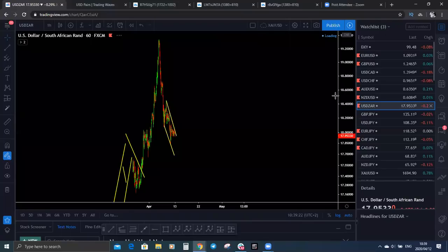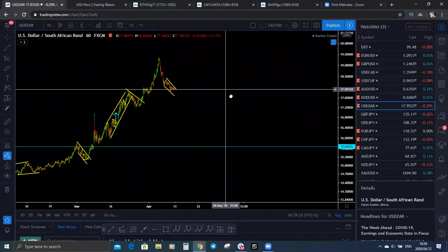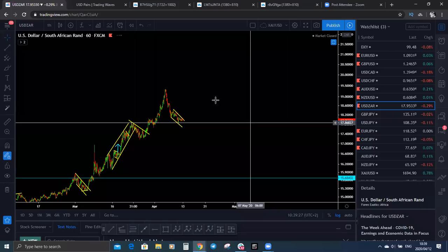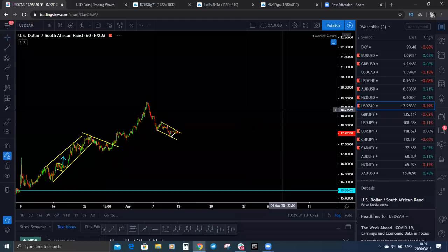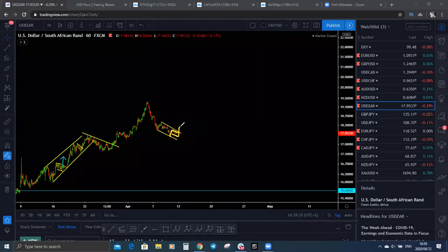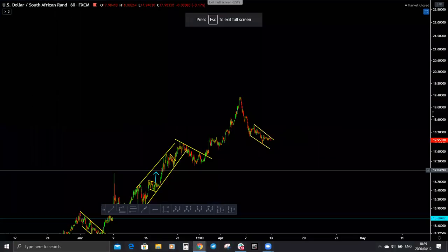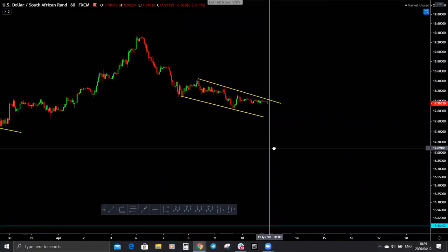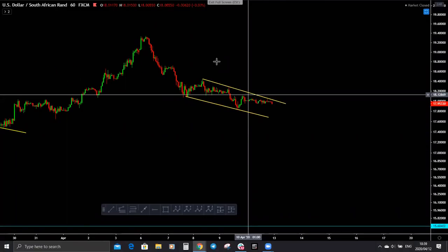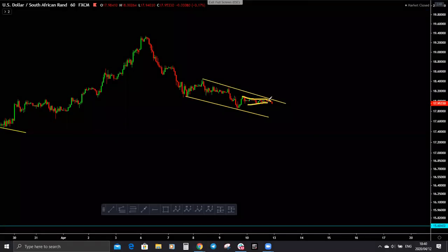US dollar ZAR, we finally saw some pullback here on the ZAR against the US dollar. We should see a three-wave pullback that will continue lower again before any move continues to the upside on the US dollar. Let's have a look here full screen. Let's go and look at this one in a bit more detail. Now looking at this one here, we may get something like this, a move down here before we continue to the upside.